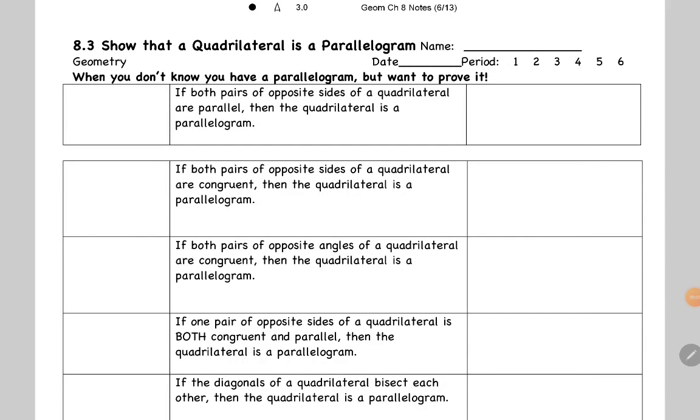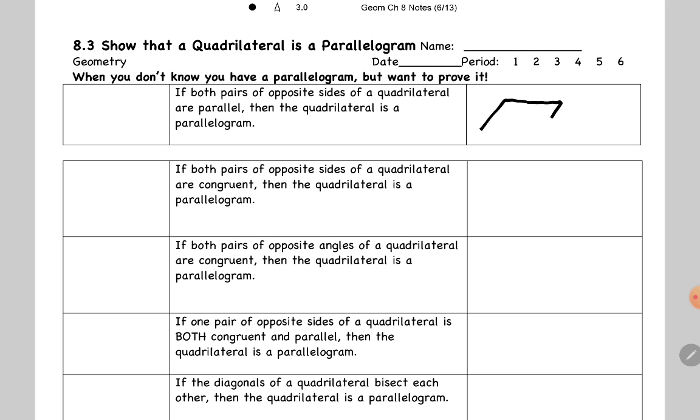Today in geometry, we're going to show that a quadrilateral is a parallelogram. So last time we looked at properties of parallelograms, but now we're going to look at ways to prove that a quadrilateral is a parallelogram, because once we know it's a parallelogram, we can use its properties. Opposite sides are congruent, opposite sides are parallel, opposite angles are congruent, diagonals bisect each other, consecutive angles add up to 180. Those are things that we can use if we know it's a parallelogram.